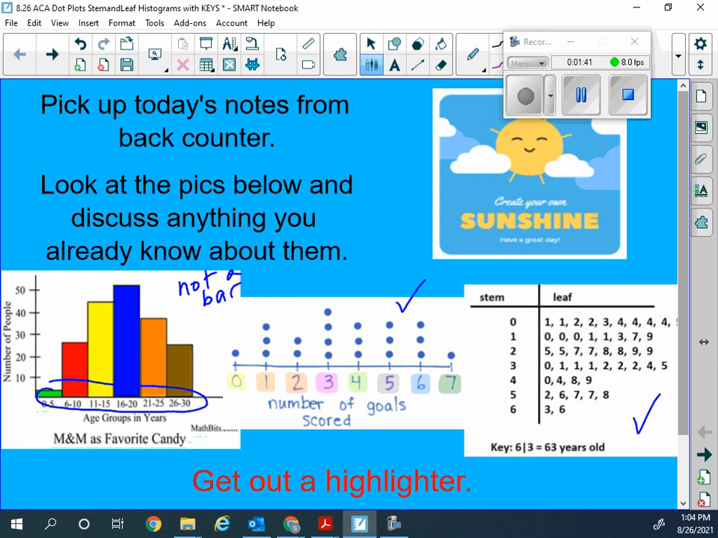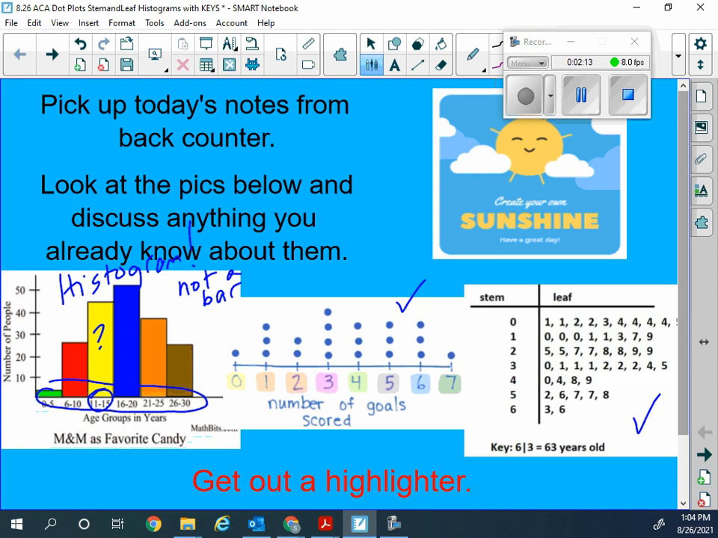Right. These are called intervals. It's telling you from here to here. What I mean is this: the graph is about M&Ms as their favorite candy. If I ask you how many 12-year-olds picked M&Ms as their favorite, can you answer that question? No. Why not? Because it's not a specific number. Exactly. All you can see is 11 to 15-year-olds. So you know 12-year-olds would be in here somewhere, but we don't know which ones are 12. Okay? This is a histogram.